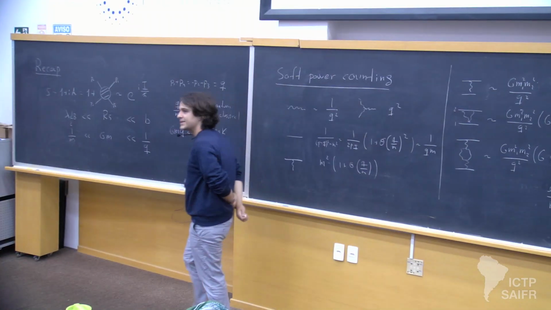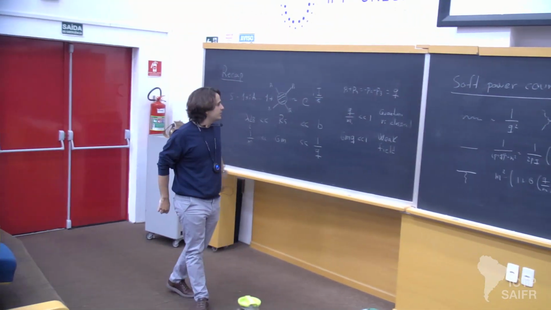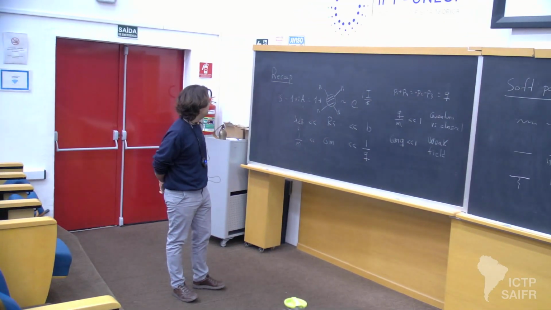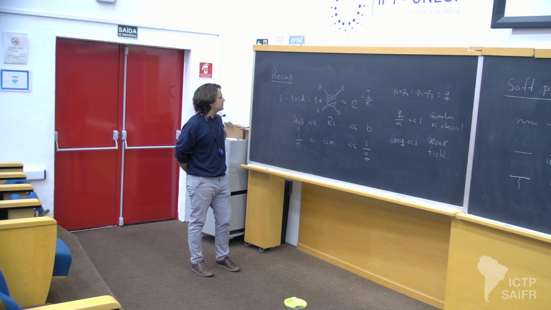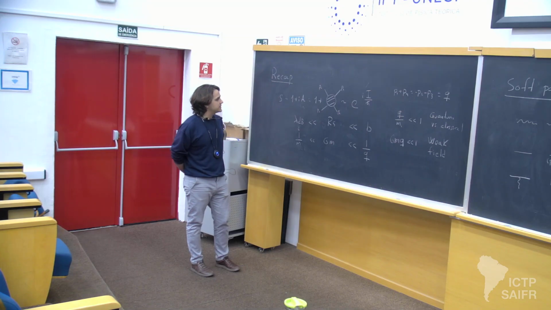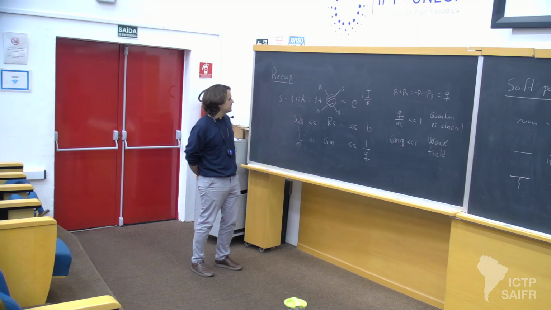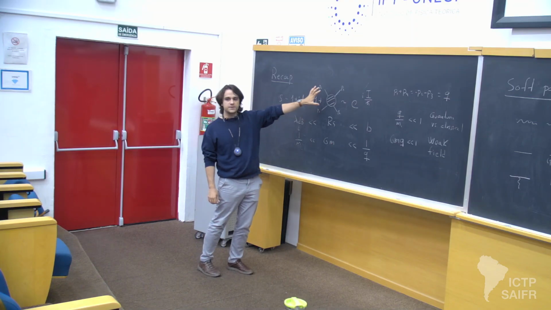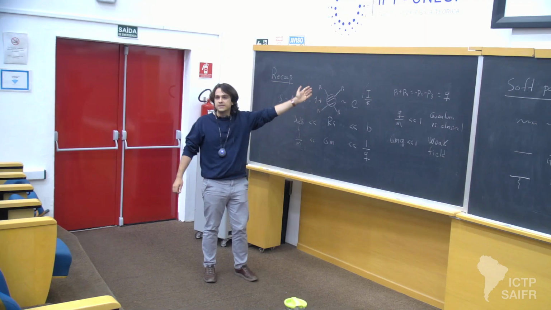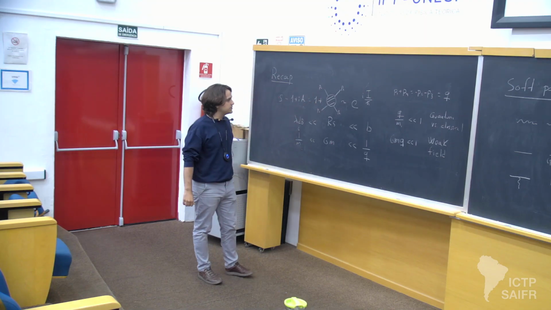Okay, so let's continue where we left off yesterday. Let me recap first. We were trying to use the S matrix to understand time evolution, and in particular its classical limit. The S matrix gives us the scattering amplitude. We were focusing on the scattering amplitude of two massive scalars, say, scattering gravitationally.